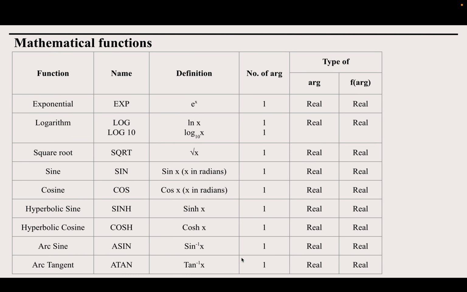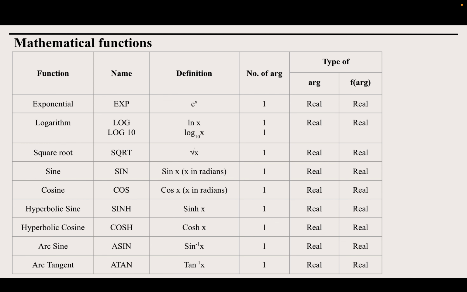And next are some mathematical functions. The first one is the exponential function. We know the definition of the exponential function, that is e to the power x. Any number can be used as the exponent, and the result can also be a real number, so the function takes a real argument and returns a real number. Similarly, logarithmic functions, log or log10, also take a real and return a real.